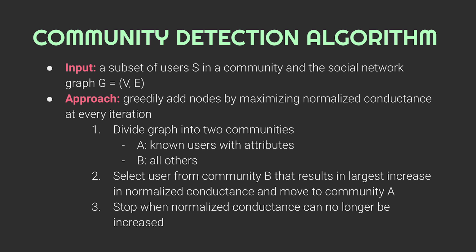add this user to A. This stops when no remaining user would produce an increase in the normalized conductance C for A. Return community A as the result.